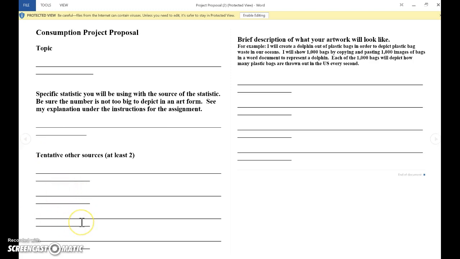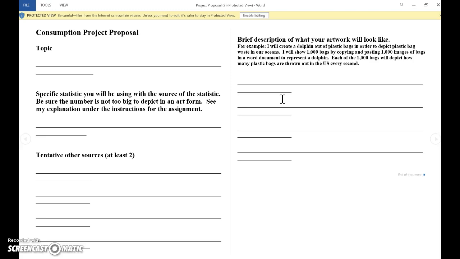Then the sources. So your source, of course, one of your sources, and it should be in MLA formatting. One of the sources would be, of course, where you got your statistic from. You probably want another source to back up where you did get your statistic from. And then a couple other sources because you're going to need some more information in order to write your paper. Okay? So that'll be there. And then a brief description because I want you to think out the process. So what am I going to do with this image? Am I going to make a rubber duck out of plastic bags, or am I going to make a big coffee cup out of Keurig K-cups?